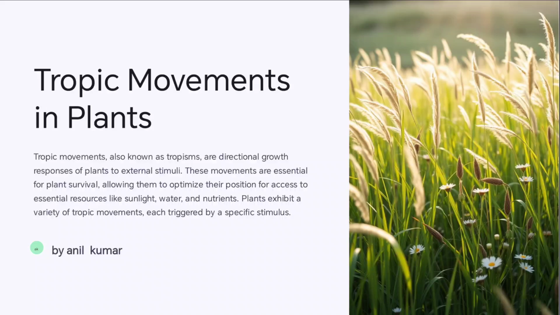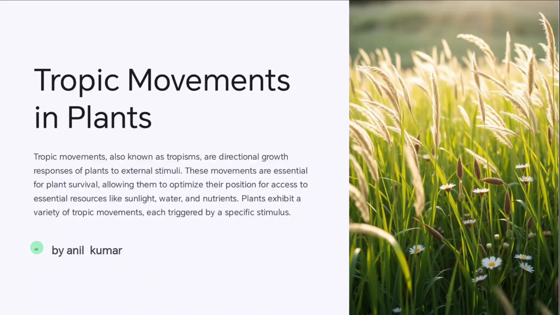In this video, we will discuss tropic movement in plants. The movement of plants directly responds to external stimuli. The direction of response is related to the direction from which the stimulus comes. Such response is known as tropism.